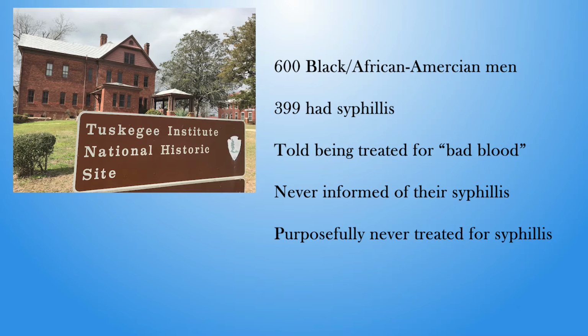These participants were only told they were being treated for something called bad blood, and were not informed of the study's purpose. They were not provided with their syphilis diagnosis, so they never knew that they had syphilis. And then they were never given treatments for syphilis at all. They were also told that this would only last for 6 months, but instead it lasted until 1972, 40 years later.